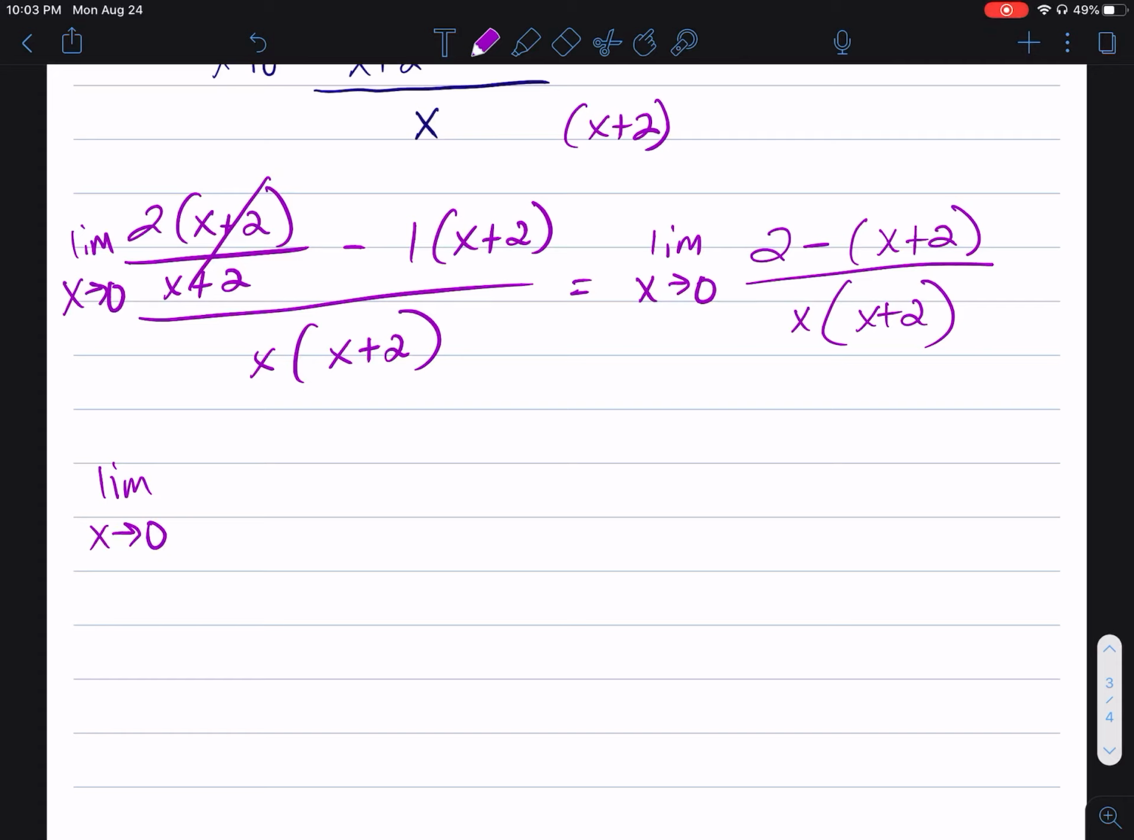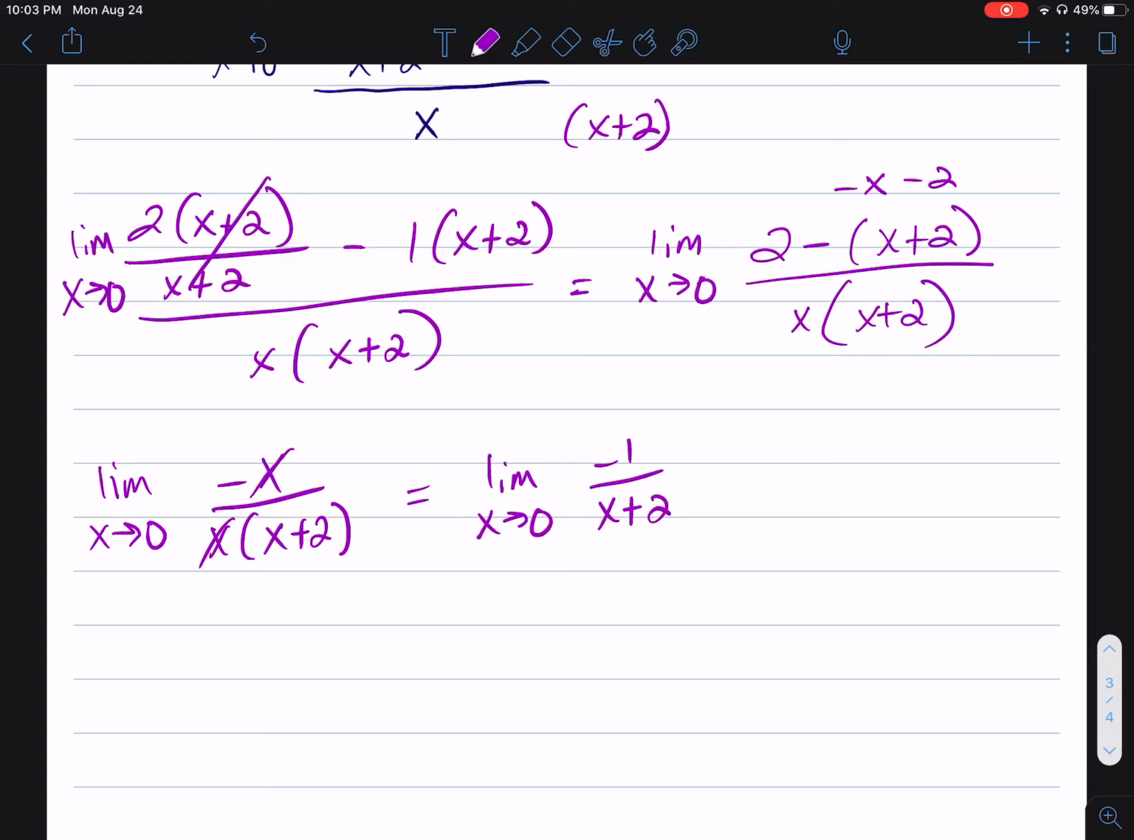All right, so 2 minus x, so this is going to become minus x minus 2 when we distribute that. So 2 minus 2, those are going to cancel, and we're going to get negative x over x times x plus 2. Those x's are going to cancel, and we're going to end up with negative 1 over x plus 2. Then we can substitute in and get negative 1/2.